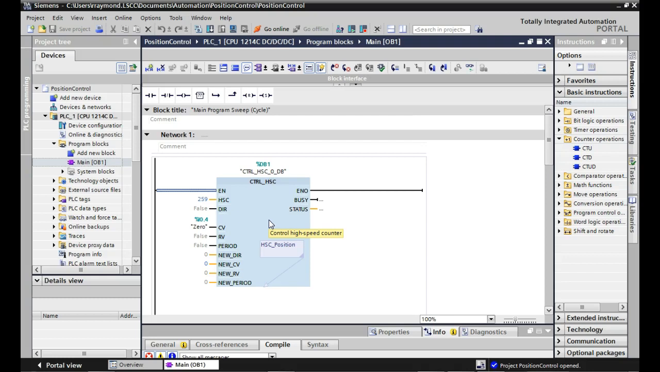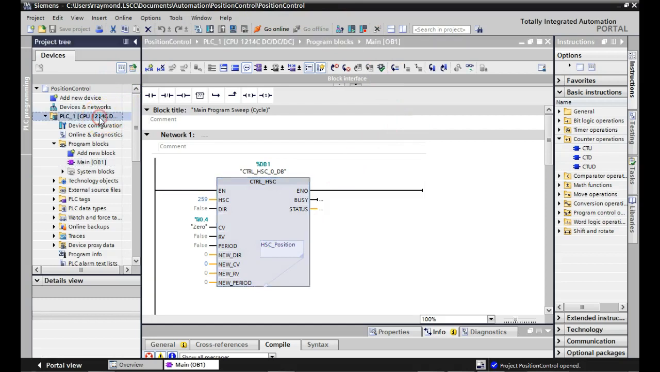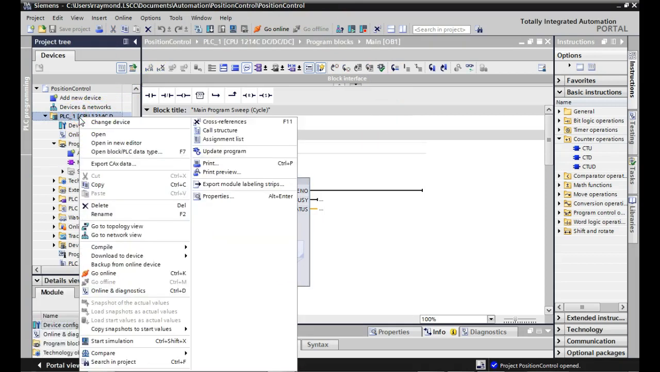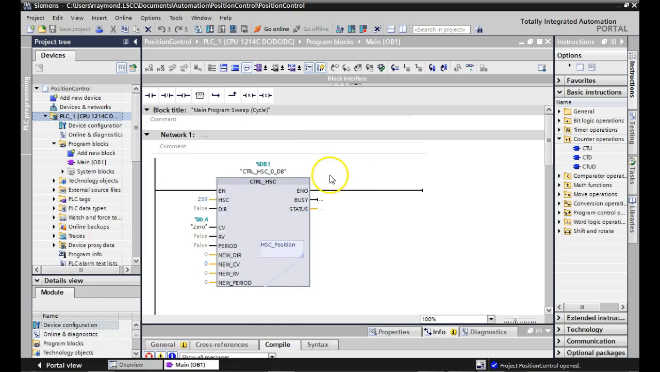So this is a high-speed counter control block right here. This is what we can go back and configure the high-speed counter to what we want to do. Since it's hardware, where would we have to go to configure this? We're going to have to go to the PLC, go to what? Properties. And then this is where we would come in here and configure our high-speed counter.